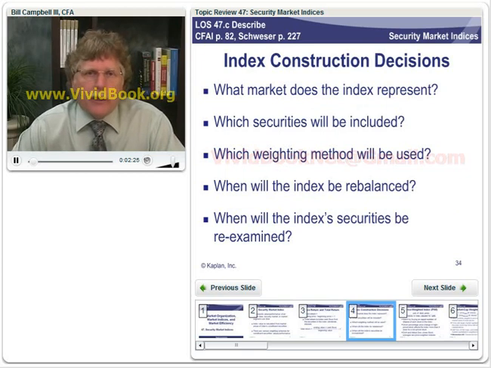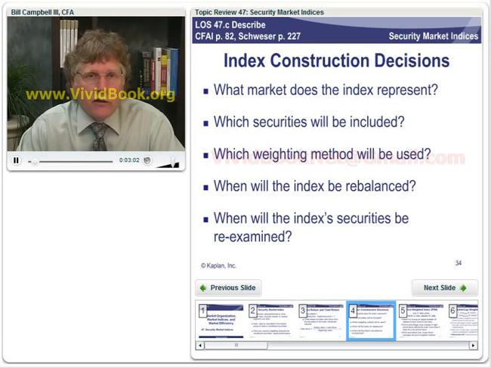What are some of the issues that come up in construction of the index? Well, the first thing you have to decide is what market is this index going to represent? Is this going to be a broad equity market? Is it only going to be large cap stocks or mid cap stocks? Is it going to be only growth stocks or value stocks? Is it going to be only domestic, or will we have some international securities in there? Will it be only stocks, or will it be maybe stocks and bonds? If it's bonds, will it be government bonds or corporate bonds? You have to decide what market's going to be in, what you're going to represent.